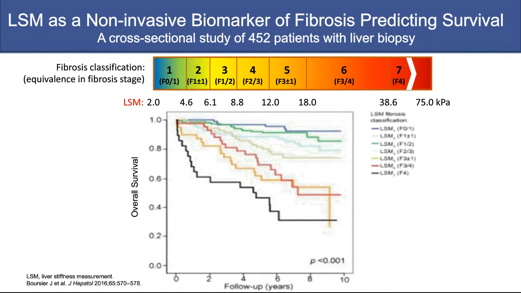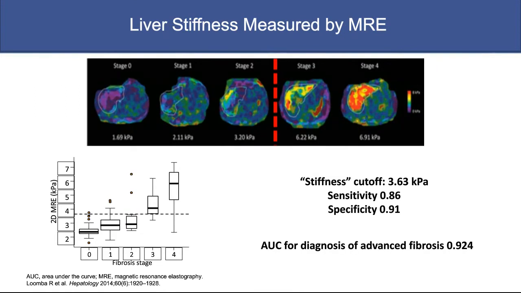I mentioned liver stiffness can also be measured by MR elastography, and a cutoff point of about 3.63 seems to be a good cutoff point for significant fibrosis. So at a higher cutoff, when you get to an MRE value of 6 kilopascal or higher, then you're talking about the more advanced stages of fibrosis.